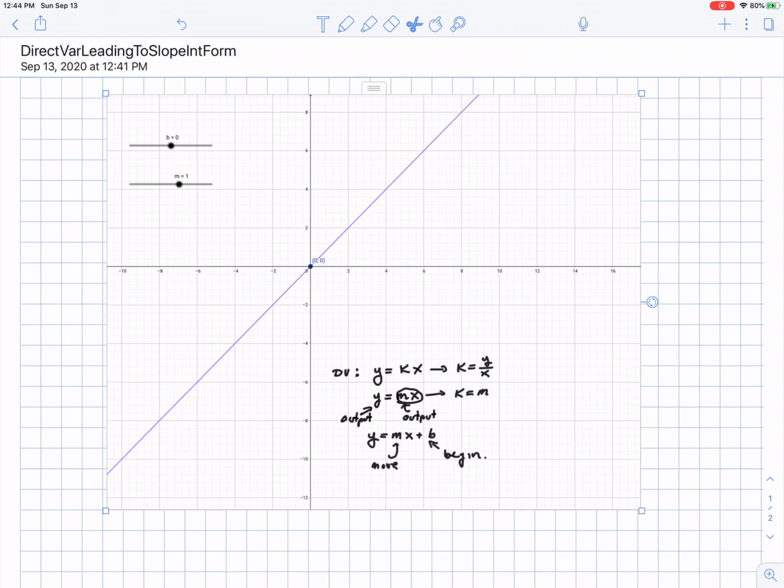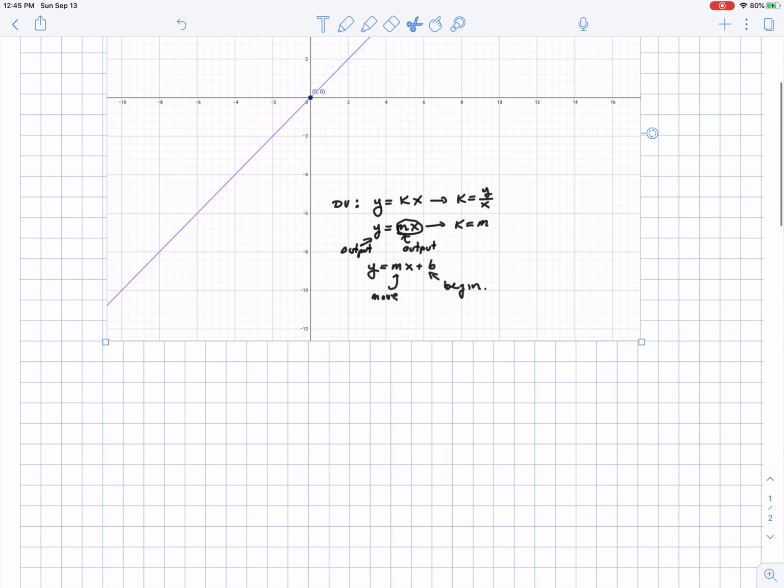Hello, everybody. Well, this is where we last left off, talking about direct variation and looking at the basic slope-intercept form, even though we haven't talked about it yet. The way we're going to do this is a little bit interesting, I hope, because we're going to introduce the slope-intercept form using functional notation.